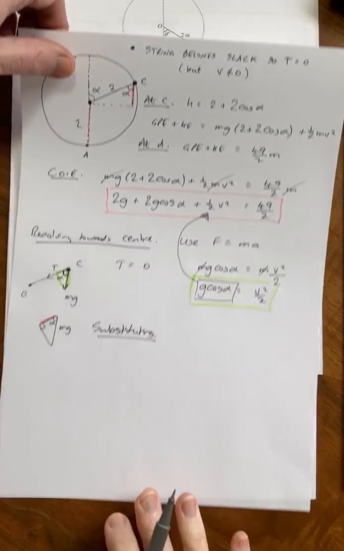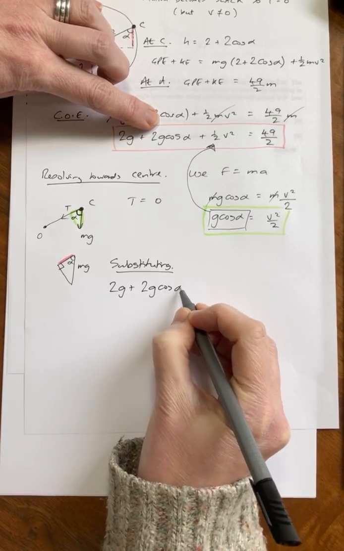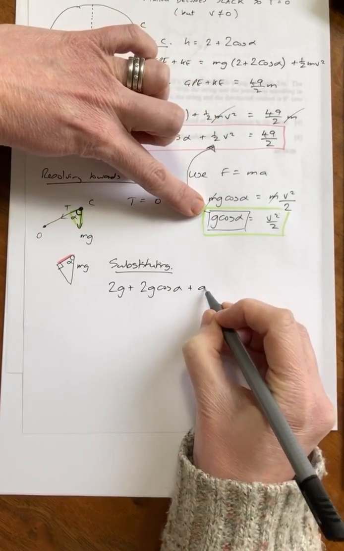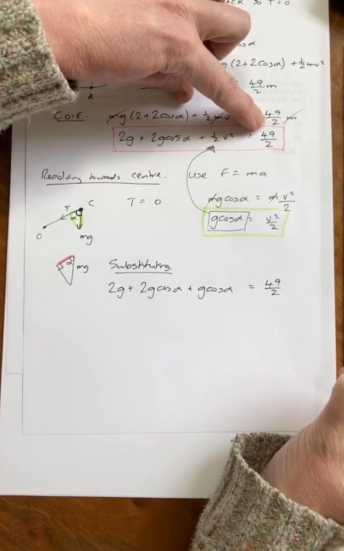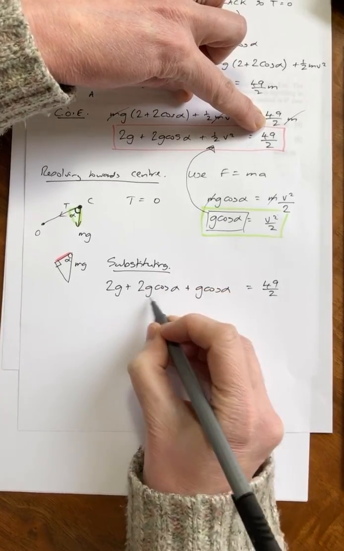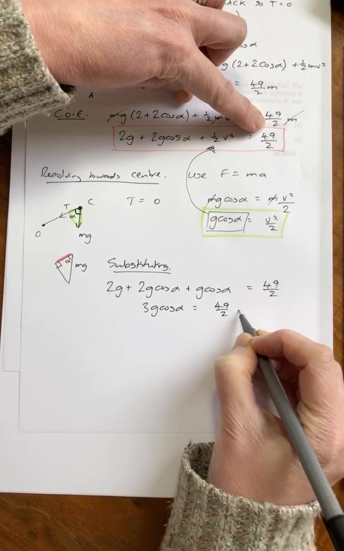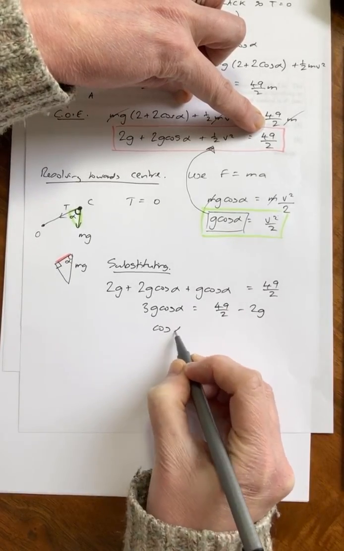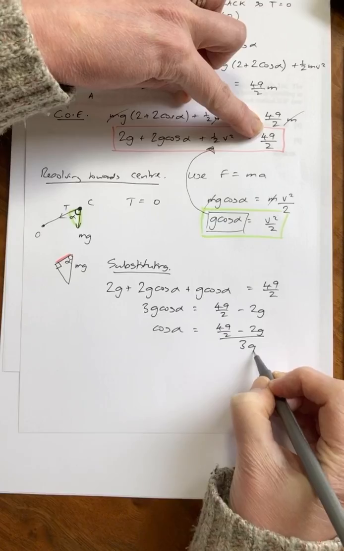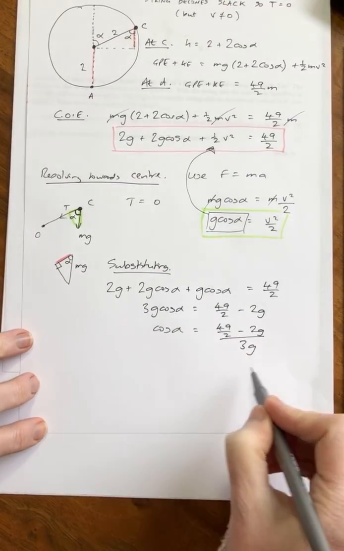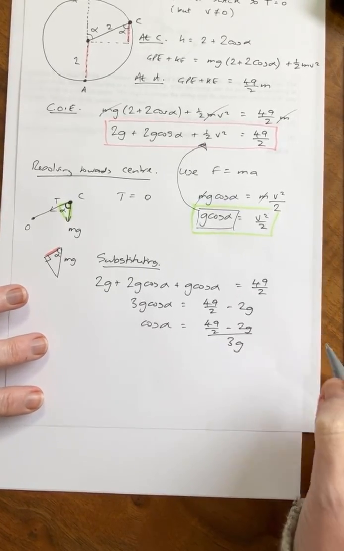I end up with, I've got my 2g plus 2g cos alpha plus, instead of half v squared, I'm going to have g cos alpha, and I've got the 49 over 2 on the right hand side there. 3g cos alpha is equal to 49 over 2 minus 2g. So cos alpha is 49 over 2 minus 2g over 3g. So I'm almost kind of keeping the algebra there. Sometimes you'll be asked to do this algebraically. I'm just going to pick up the calculator at the last stage.